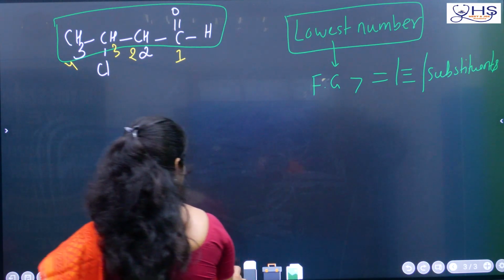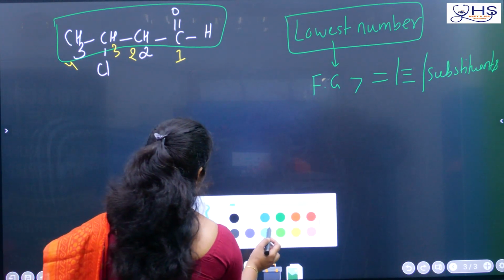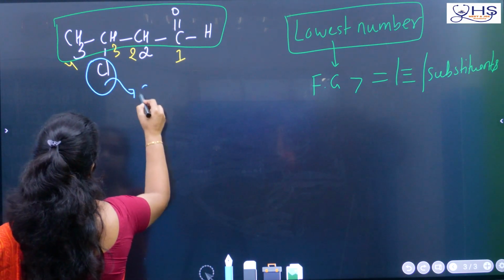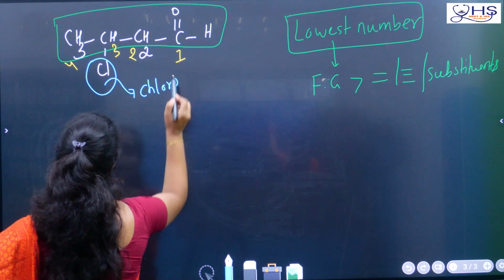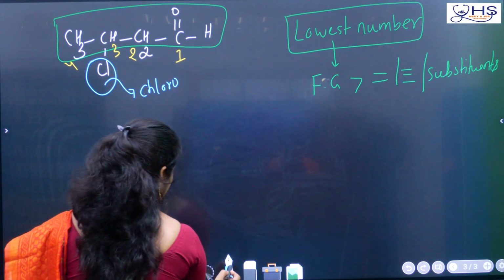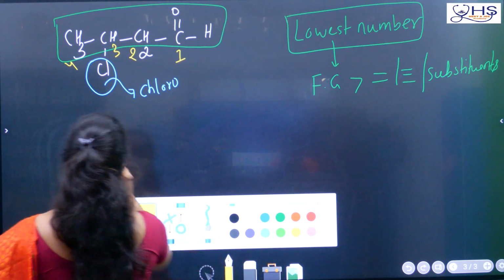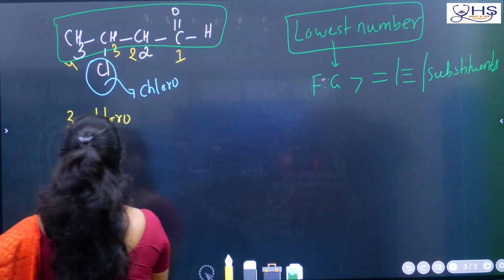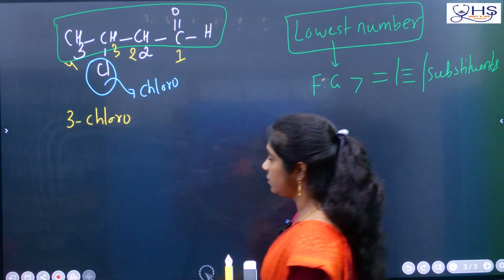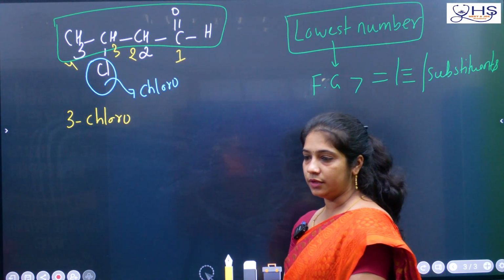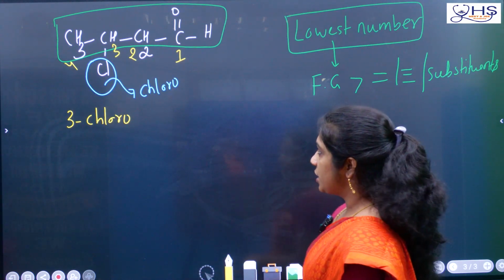First, what will we write? First, we write the substituents or branch. What is the substituent over here? This is the side chain or substituent whose name is chloro. And the chloro is present in which position? That also you have to indicate. So, 3-chloro. Now, is it a cyclic compound? No, it is not a cyclic compound, it is an open chain compound. That means we are not going to use a primary prefix.